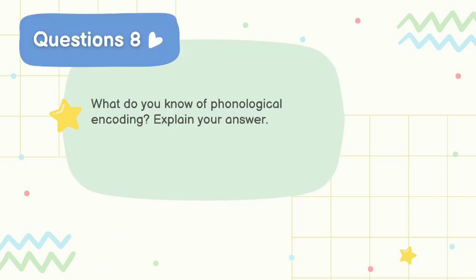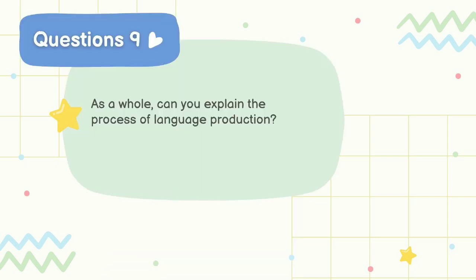Number eight, what do you know of phonological encoding? Phonological encoding is the process of translating an abstract word's form into a sequence of sounds that can be articulated. It involves assigning appropriate sounds to words and ensuring they follow the phonological rules of the language.